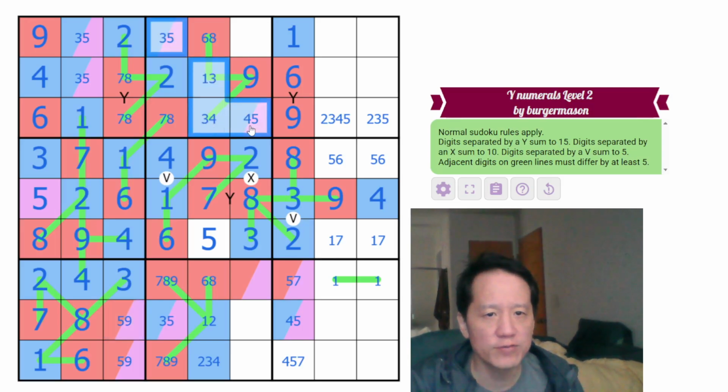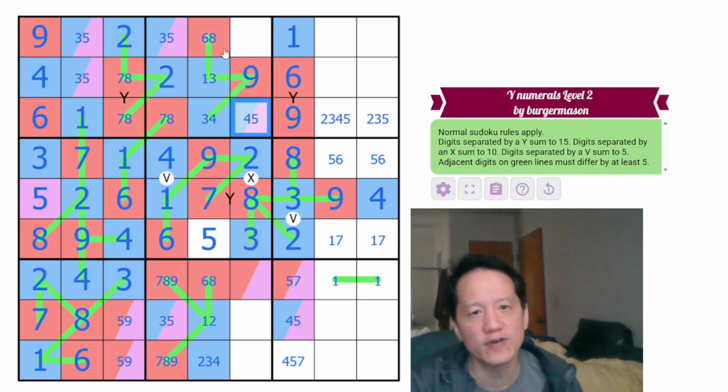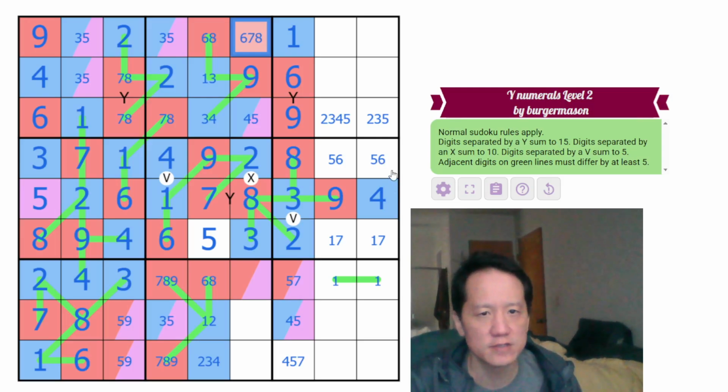So we have a 1, 3, 4, 5 quadruple in box 2, which eliminates 1, 3, 4, 5 from the rest of the box. So this must be a high and a 6, 7, or 8. Cannot be 8 because this is 8. So this is 6 or 7.